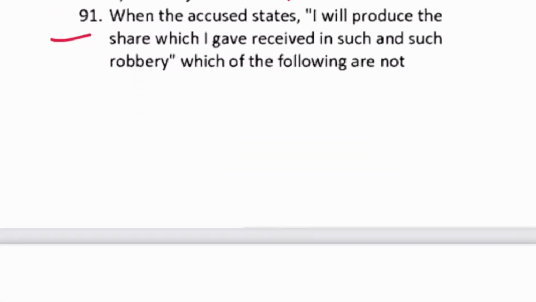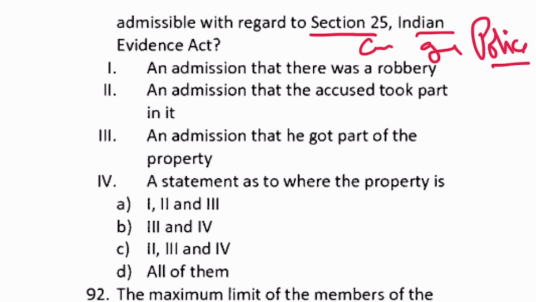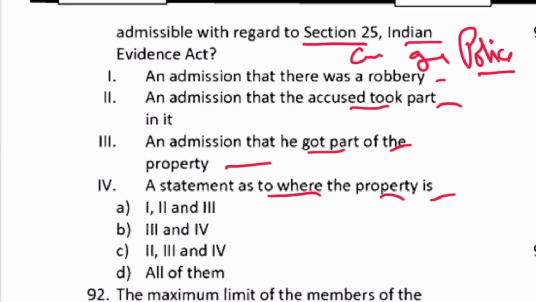Next 91. When the accused states, I will produce the share which I have received in such and such robbery, which of the following are not admissible with regard to section 25. What is section 25? Any confession given to police is not admissible. An admission that there was a robbery, or admission that the accused took part in it, or he got part in a property, a statement as to where the property is. So I would say this question is wrong and it was not deleted, but it should have been deleted.